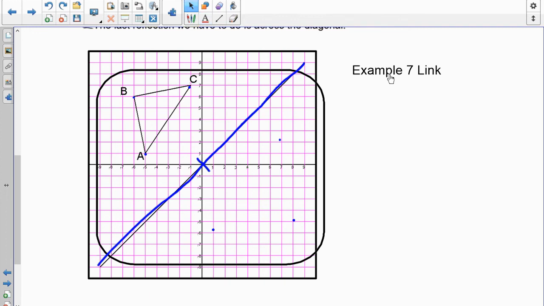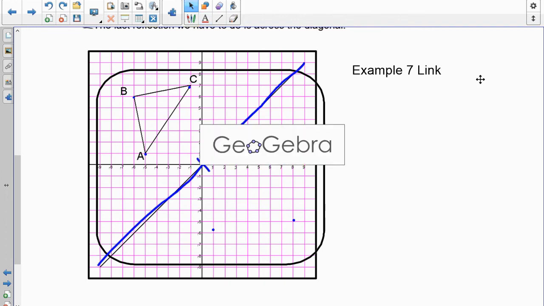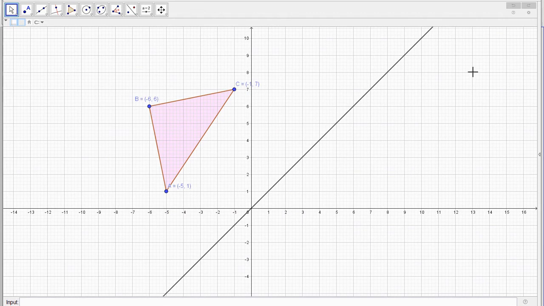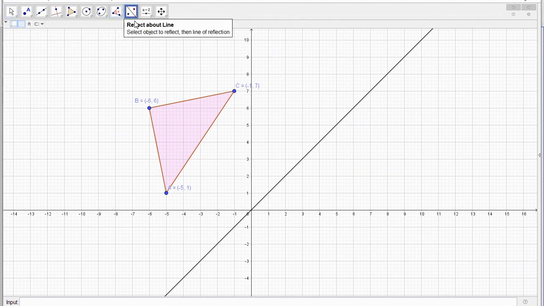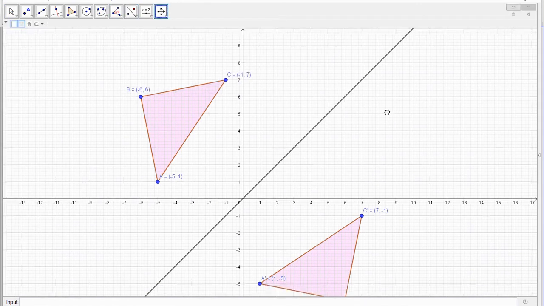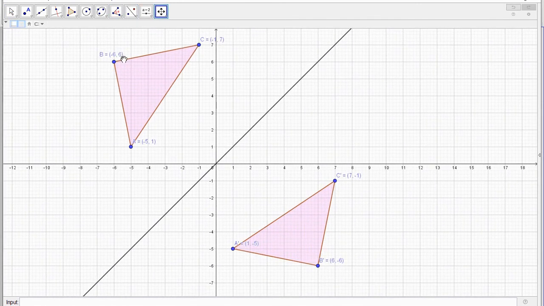So let's take a look at the link in Geogebra. All right, so here's what we're going to do here. Oops, sorry. I want to reflect this one over top of that line, and there we go. All right. You'll notice that I've got -6, 6, and I've got 6, -6. Isn't that interesting? Notice that this is now 7, -1, whereas this was -1, 7. So there are some changes that take place in your coordinate pair that, if you're looking for, you can use to verify that you've done things correctly. Right, same thing here.